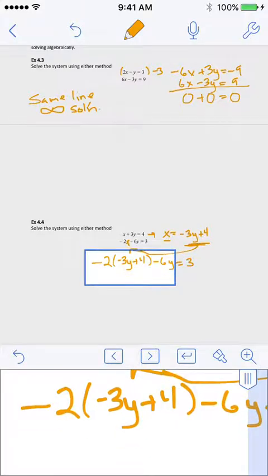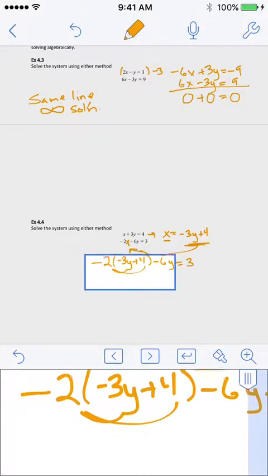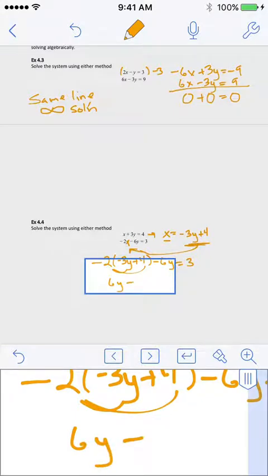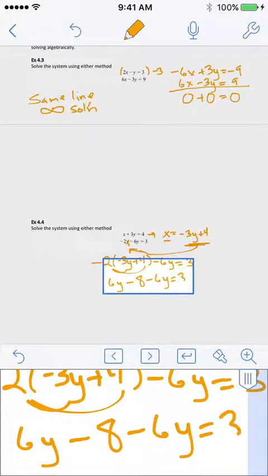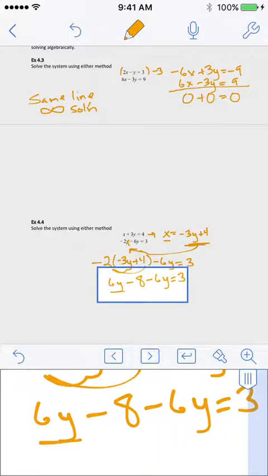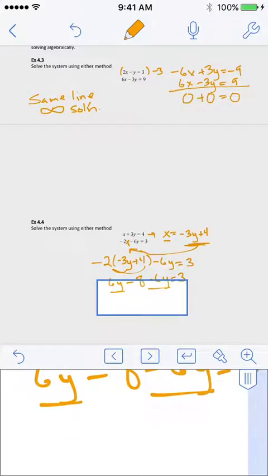Now I only have y's. So let's go ahead and distribute that. I get 6y minus 8 minus 6y is equal to 3. And I've got some like terms to combine. 6y minus 6y, those go away. I'm left with negative 8 is equal to 3. Wait, what? Negative 8's not equal to 3. What are you talking about?